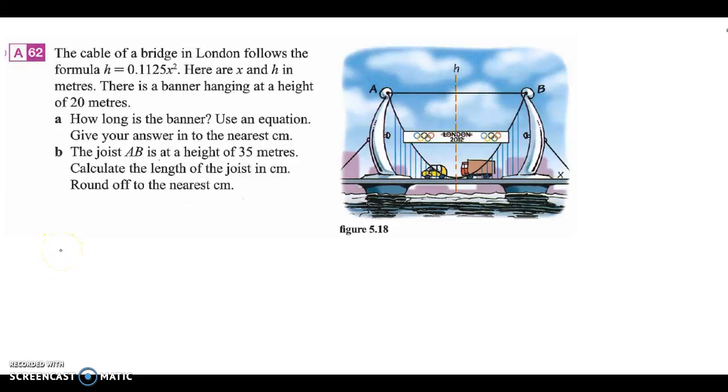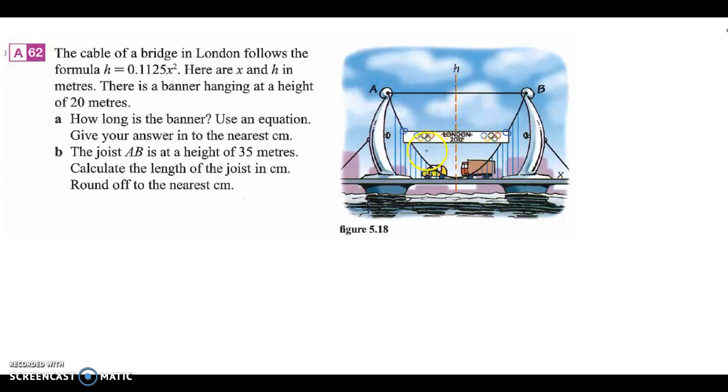62. The cable of a bridge in London follows the formula h = 0.1125 x squared. Here x and h are in meters. There is a banner hanging at a height of 20 meters. A. How long is the banner? Use an equation. Give your answer to the nearest centimeter.